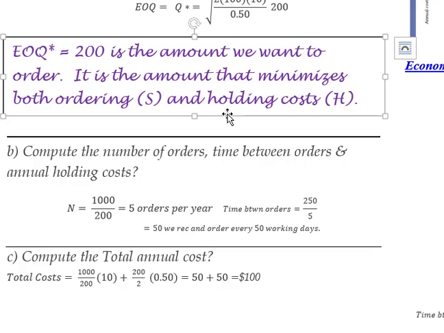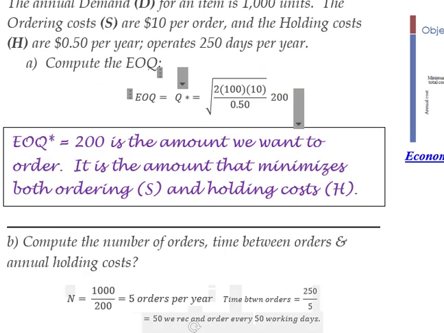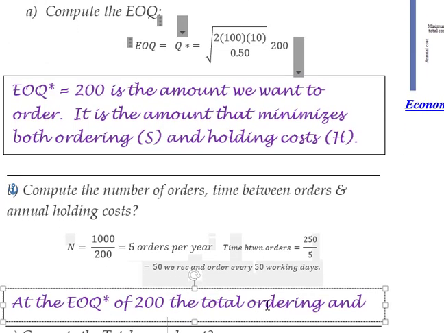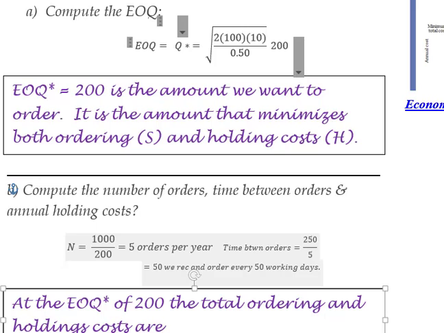So let's go ahead and type that out. So at the EOQ, or the optimal order quantity of 200, the total ordering and holding costs are, hold on, I need to move this up so you can see it, are $100, which is 50 for ordering and 50 for holding. Let me move that up again.